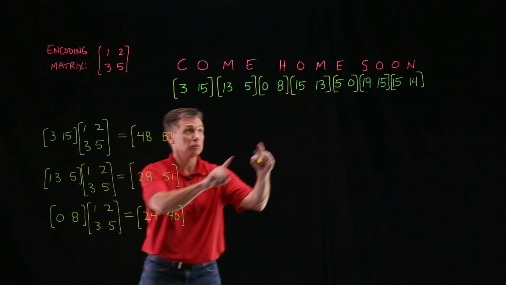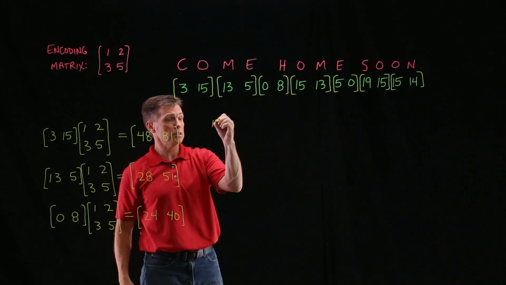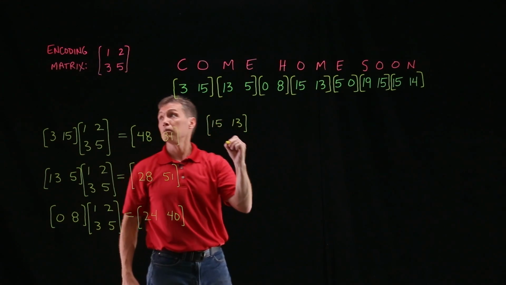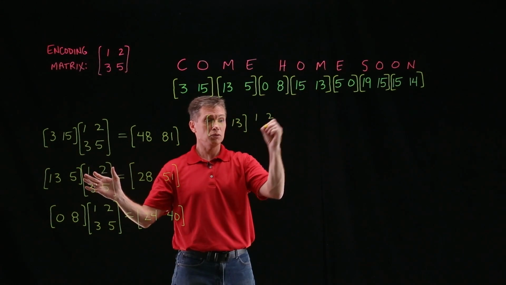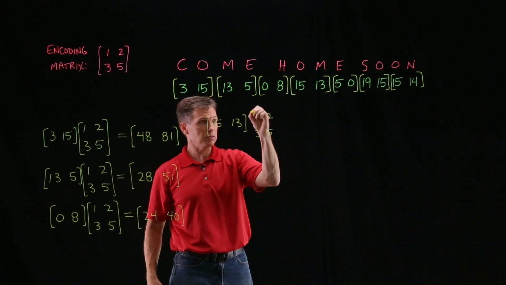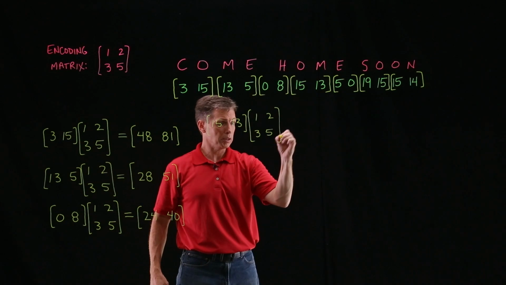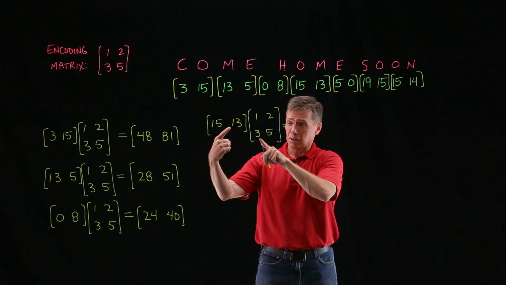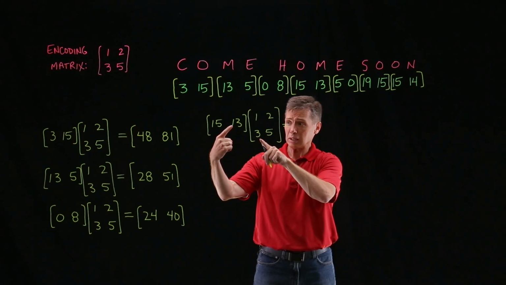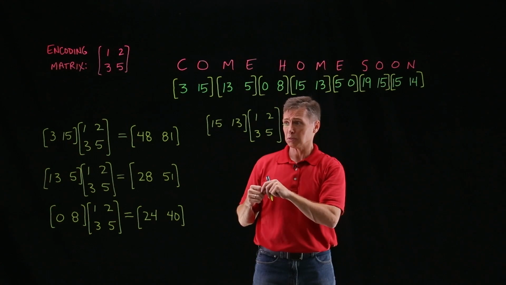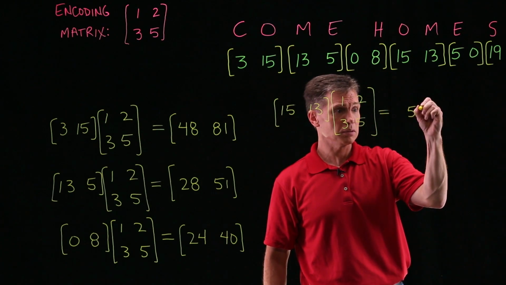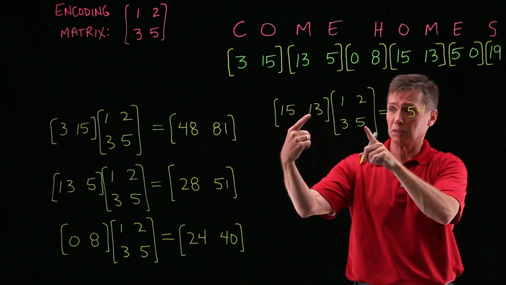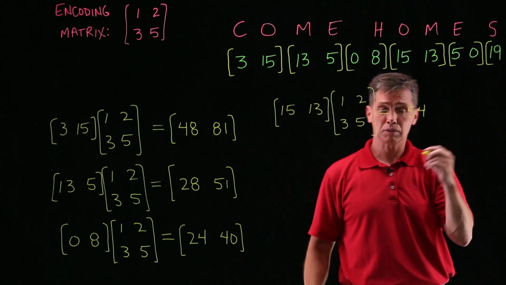All right, and that was 0, 8, so I'll pick up over here with that 15, 13. And I'm just doing more multiplication the whole way here. My coding matrix, 1, 2, 3, 5. Do my multiplication. 15 times 1. 3 times 13 is 39, so 39 plus 15. Right? 39 plus 15 is 54. And then 30 plus, this is 65, plus that 30, 95.